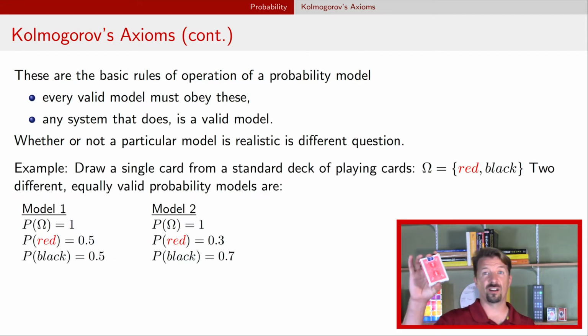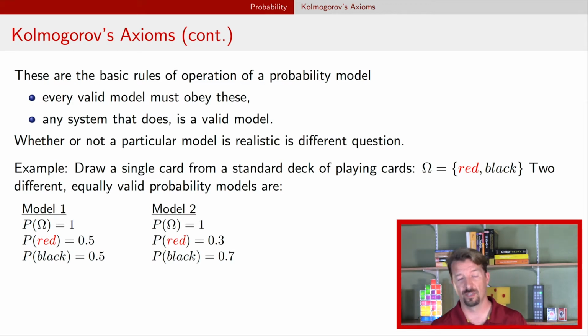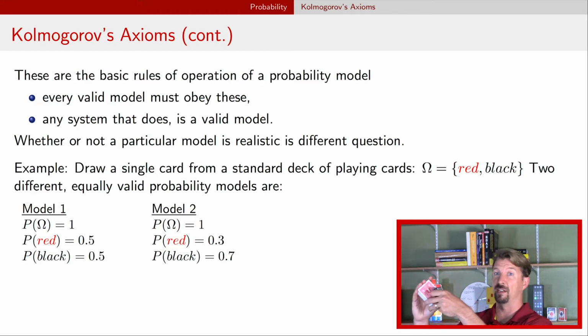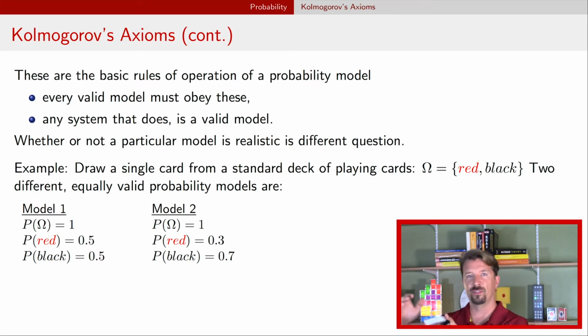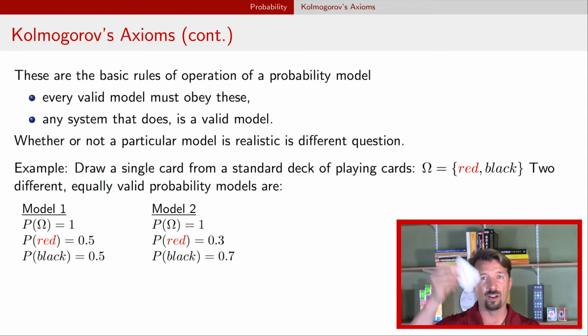Suppose that we're going to draw a single card out of this well-shuffled deck of cards. Probably got jokers and all kinds of things in here. Well, maybe not. I did it off camera, but it was really well shuffled. All right, so we've got this well-shuffled deck of cards, and we're going to draw the top card off. This time it happens to be red. And that's all we care about. Is it red? Is it black?